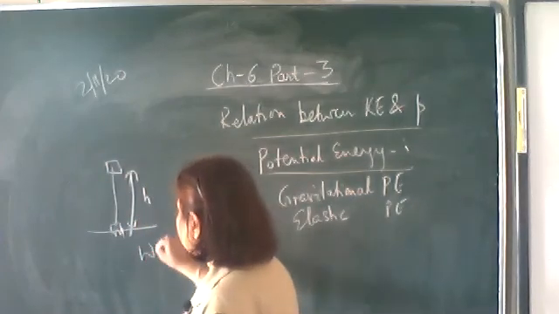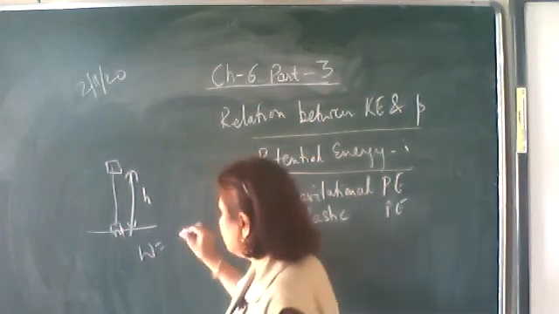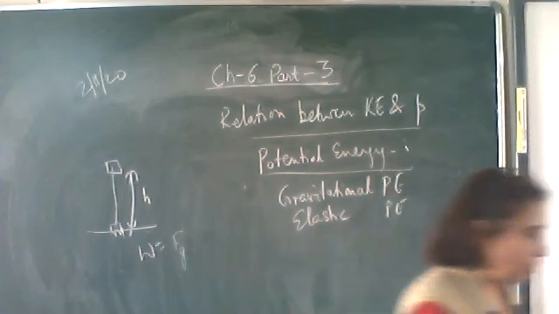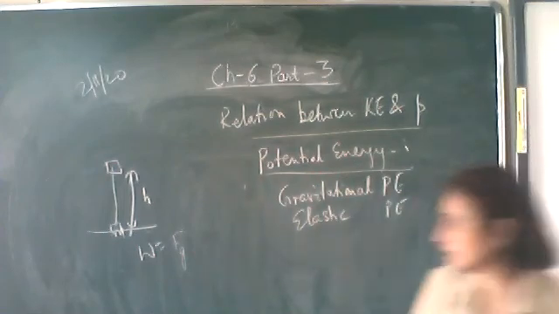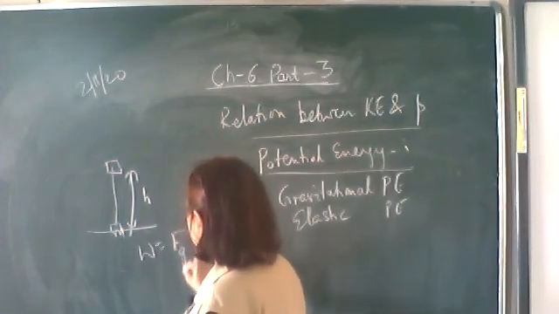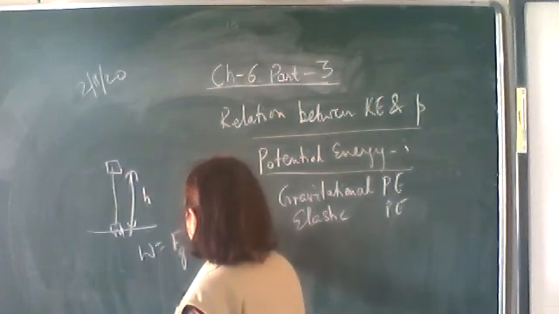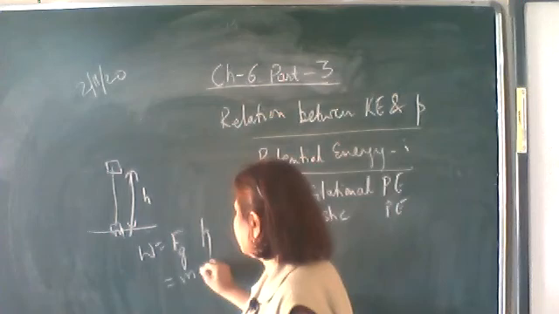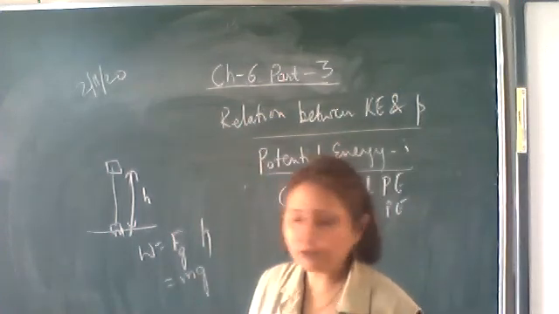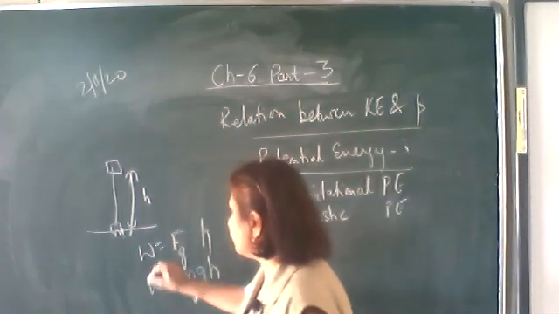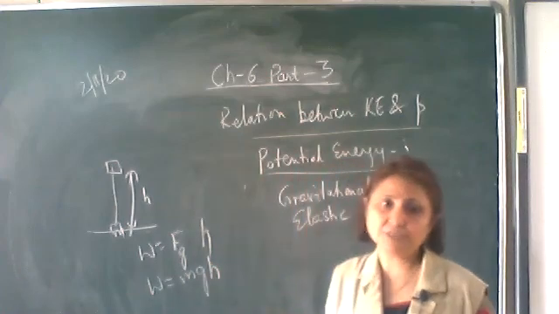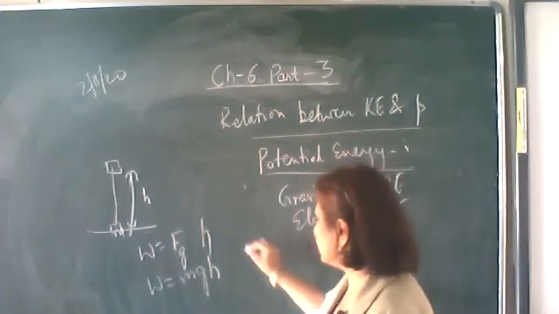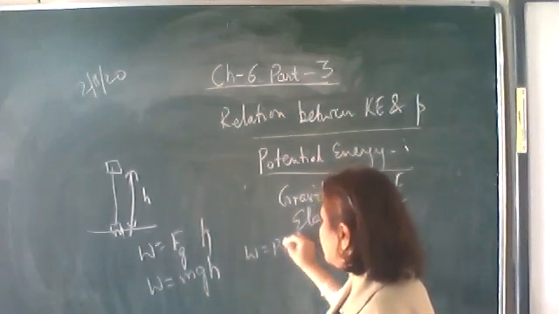The work done is force into displacement. Which force? Here the gravitational force will be there. Gravitational force is the weight of the object, into the displacement. What is the displacement over here? H height it is reached. And the gravitational force is given by m into g. So m into g into h is the work done. This work done will be stored in the form of gravitational potential energy. So this work done is equal to the potential energy.